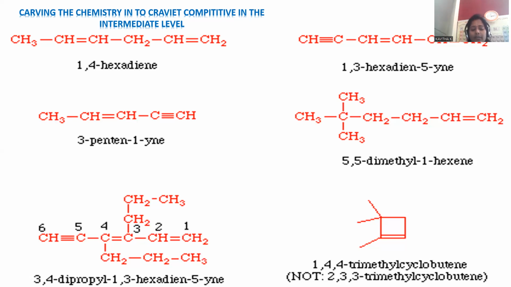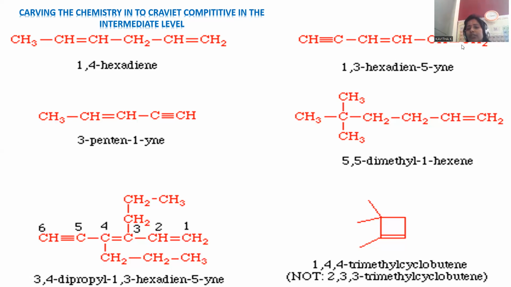3,4-dipropyl-1,3-hexadien-5-yne. This is the way we have to give the numbering and IUPAC name for the given compound. Move on to any other compound where you can find only the possibility of double and triple bonds.